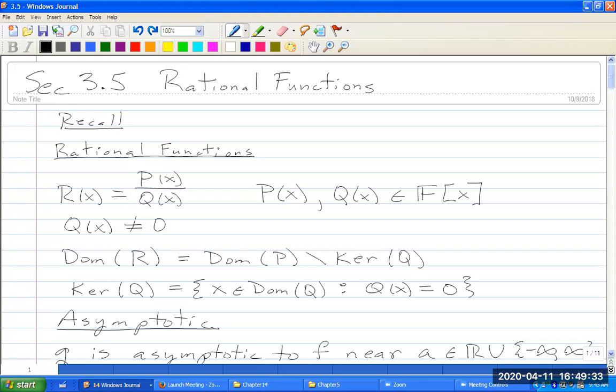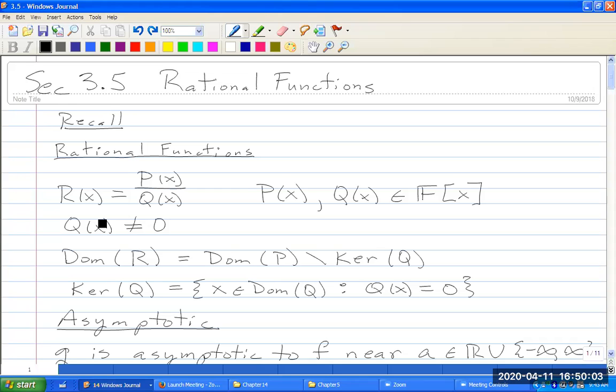For rational functions. So section 3.5, rational functions. Let's recall, a rational function, r of x, is just a ratio of two polynomial functions, p of x and q of x. And so these are rational functions in some field, F, with some indeterminate x. And I assume I'm not dividing by 0, so I assume that q of x is not 0.